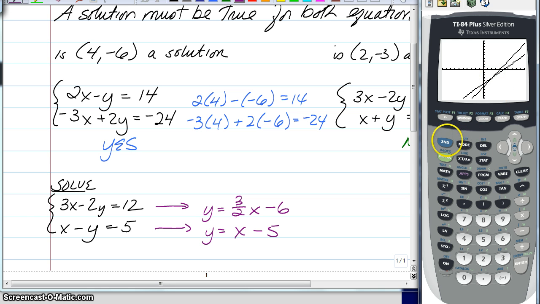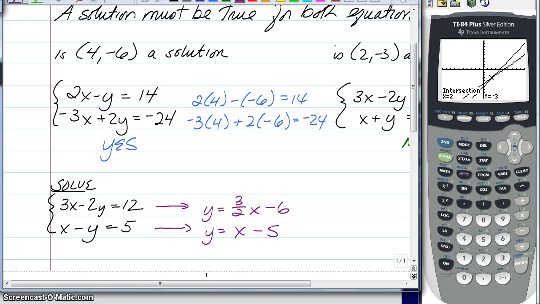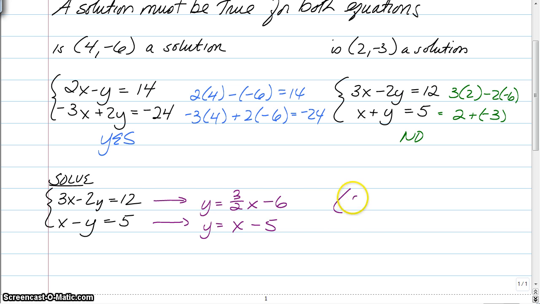Okay, so what you do is you press second, trace, and then number 5 is intersect. And then your calculator is going to ask you to do some stuff, find the first curve, second curve, and then guess. All you have to do is click enter 3 times here. And here you go. The solution is 2 comma -3. So that's our answer, 2 comma -3.